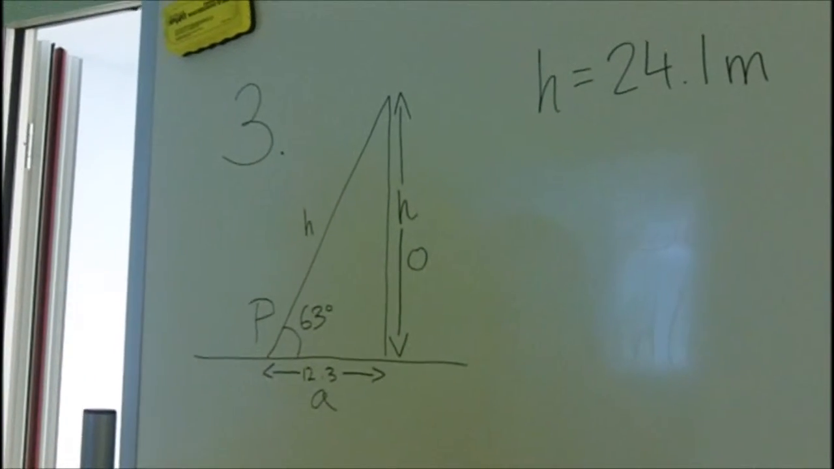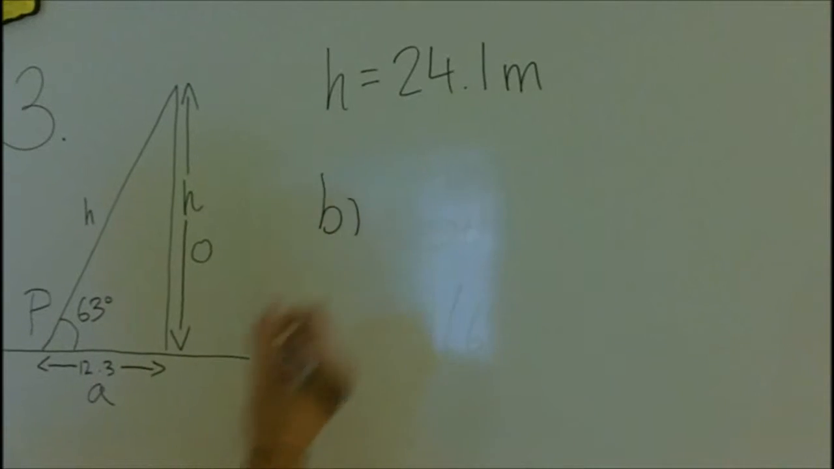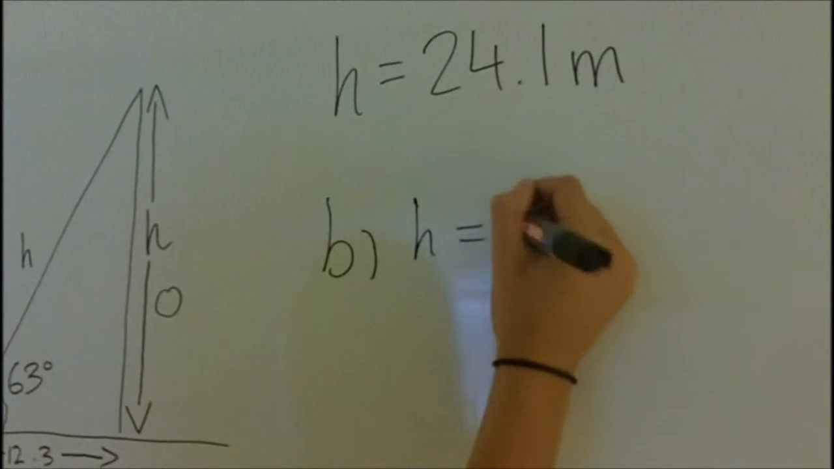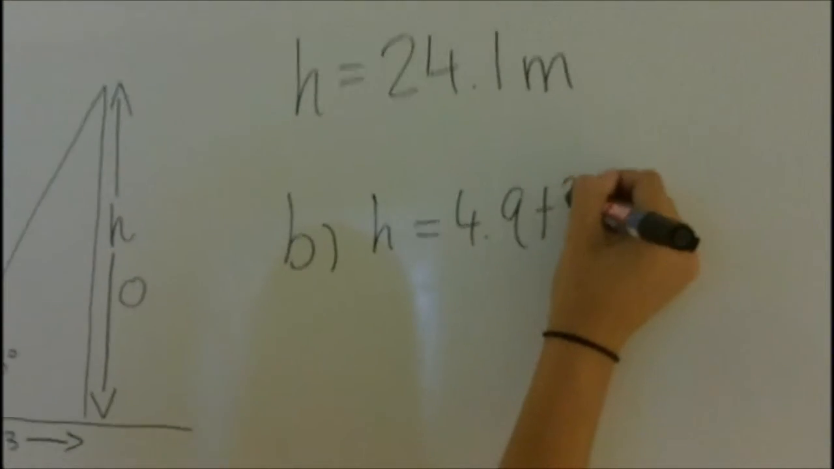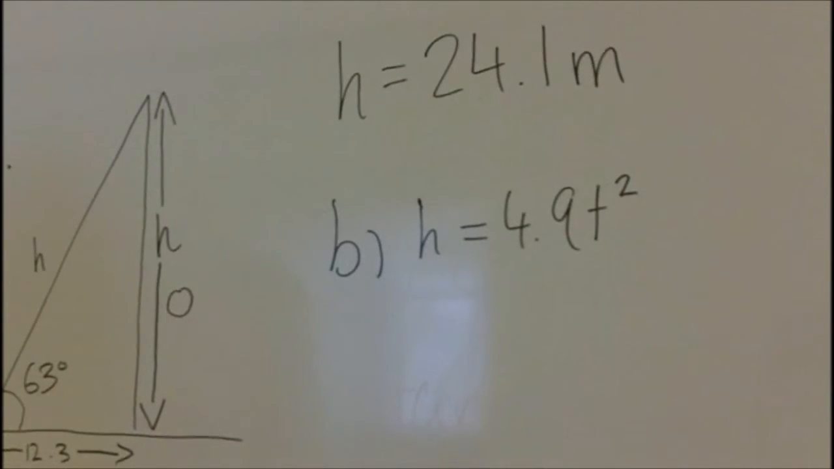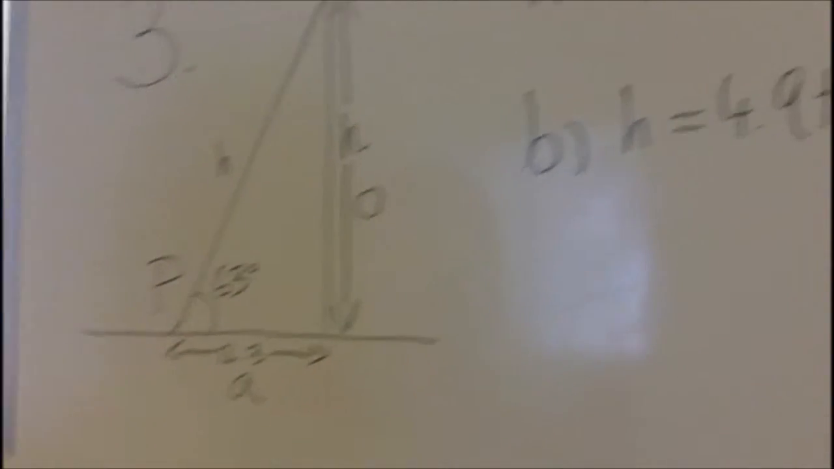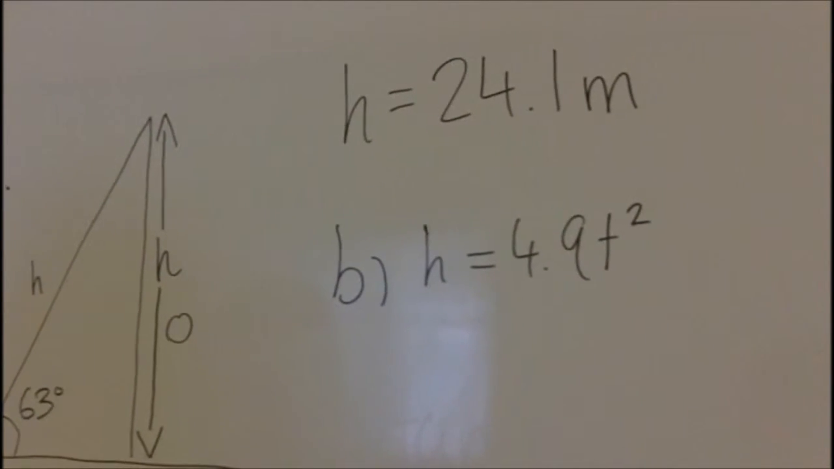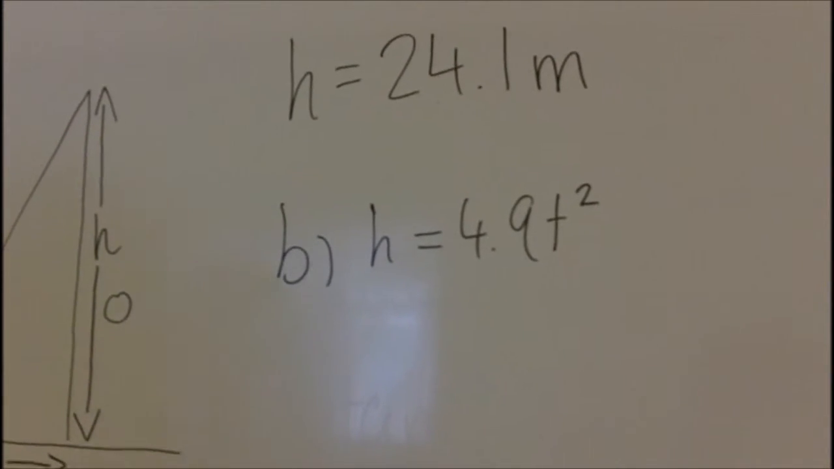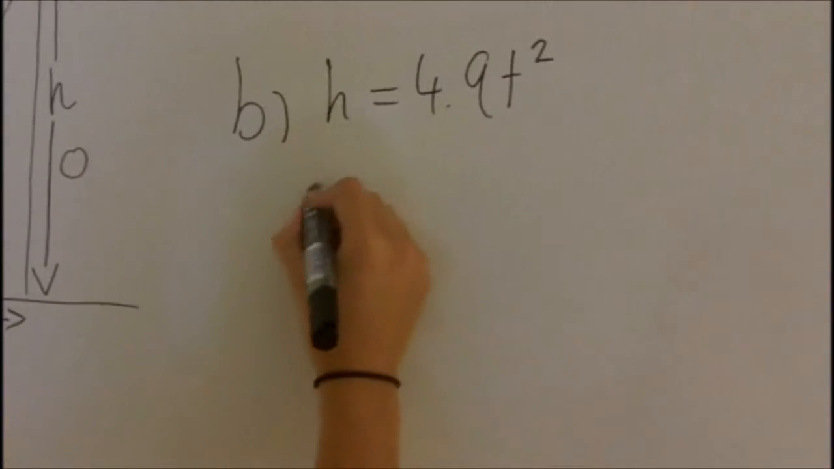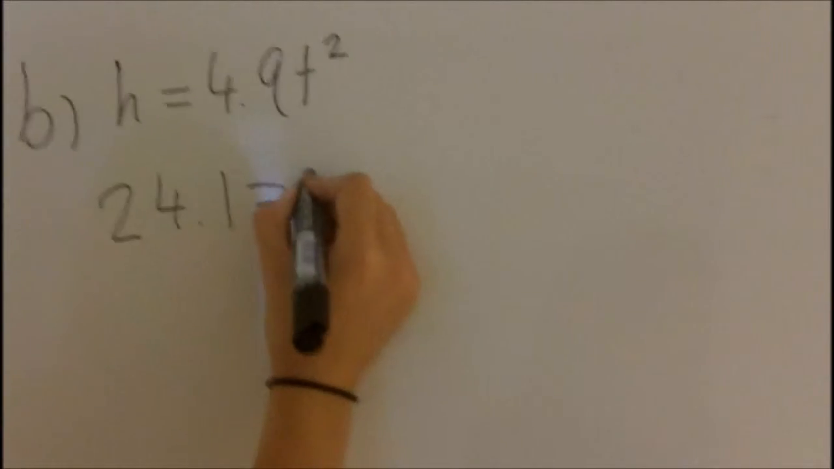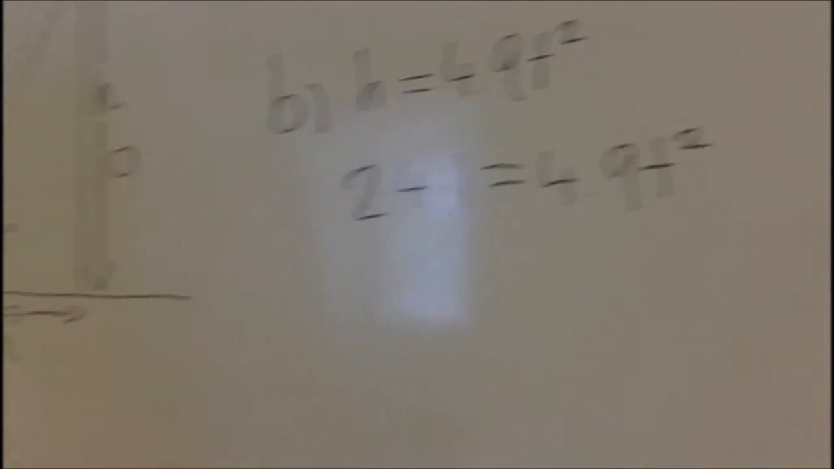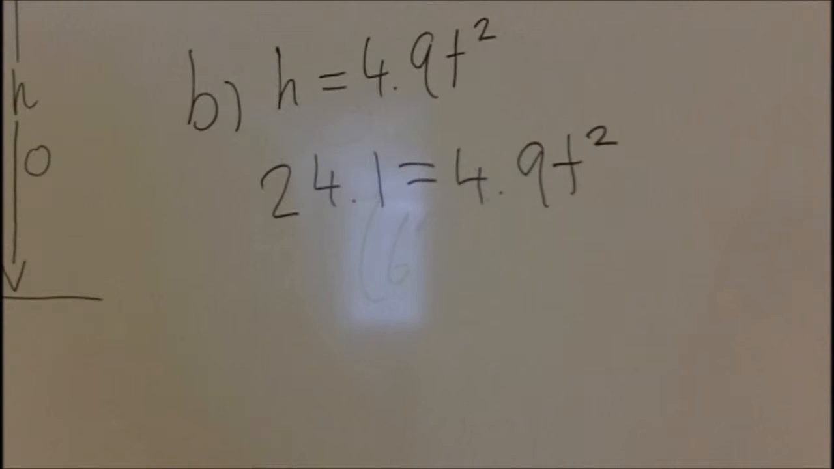Okay, so then part B states that consider the formula h equals 4.9 t squared, where h is the height of the building and t is the time in seconds to fall to the ground from the top of the building. Calculate how long it would take for a stone to fall from the top of the building to the ground. So, to do this, since we already know h, we can write the equation like this. And then we have to solve for t, which is the time to fall to the ground.